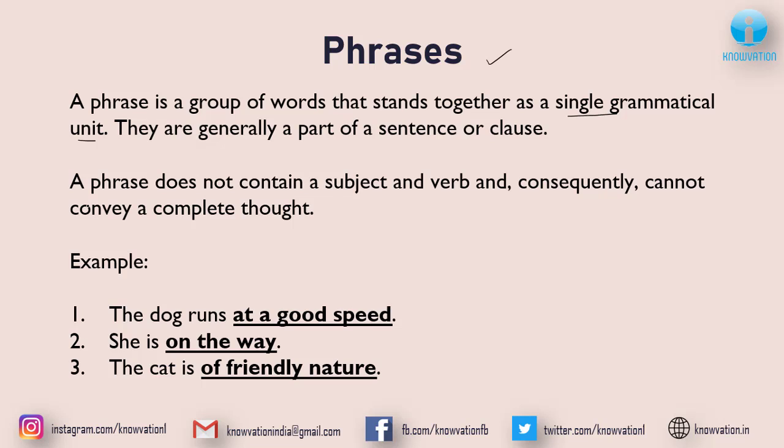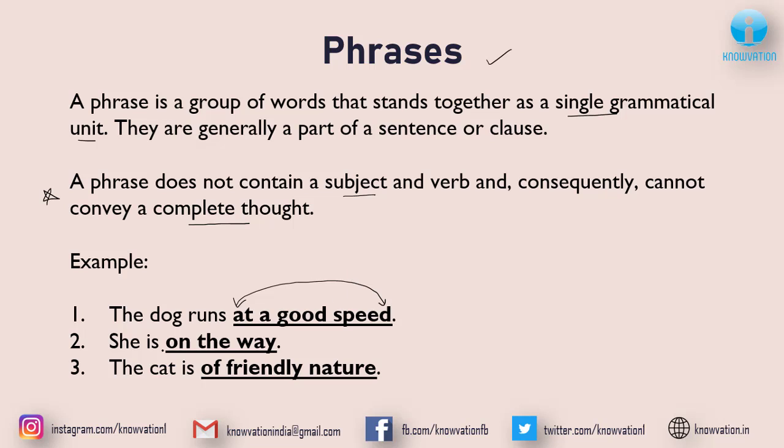Alright, and one important thing related to phrases, they do not contain a subject and verb and consequently cannot convey a complete thought. Since इनमें सब्जेक्ट और वर्ब नहीं होता है तो ये पूरी तरह से एक थॉट कंप्लीट नहीं कर पाते हैं. चलिए कुछ सेंटेंसेस देखते हैं जिनमें फ्रेजेस हम आइडेंटिफाई करेंगे. First, the dog runs at a good speed. So here friends, the underlined part, this is a phrase which does not have a subject and it also does not have a verb.